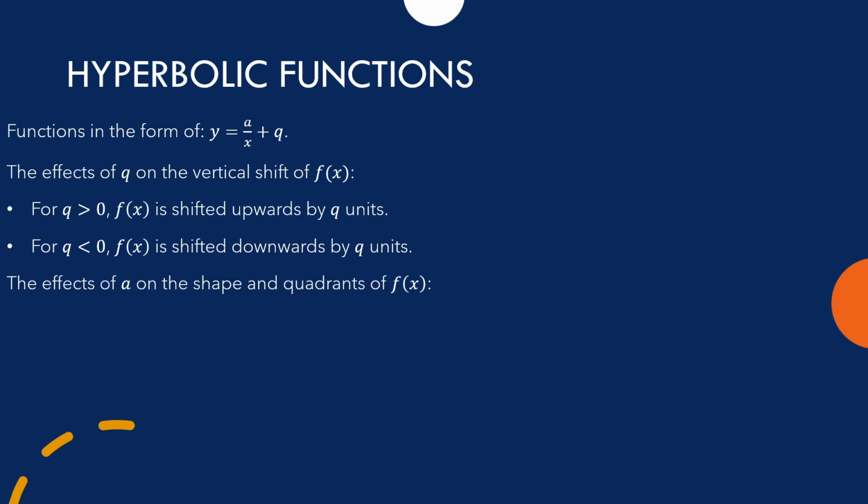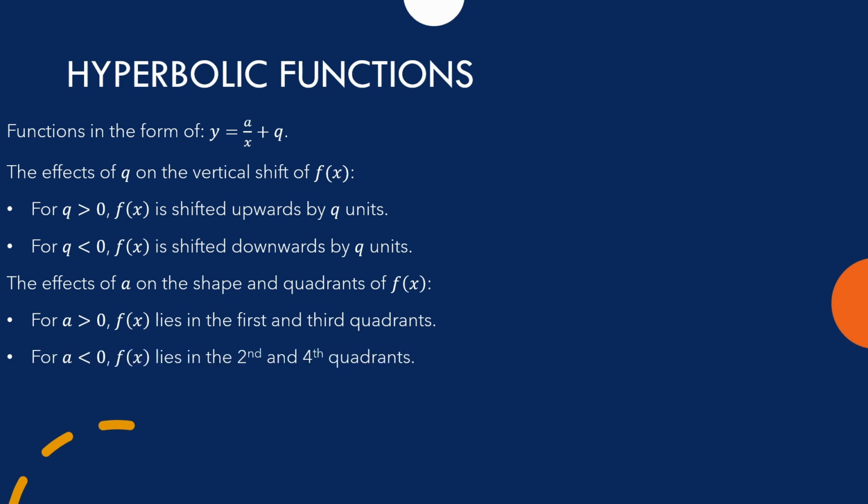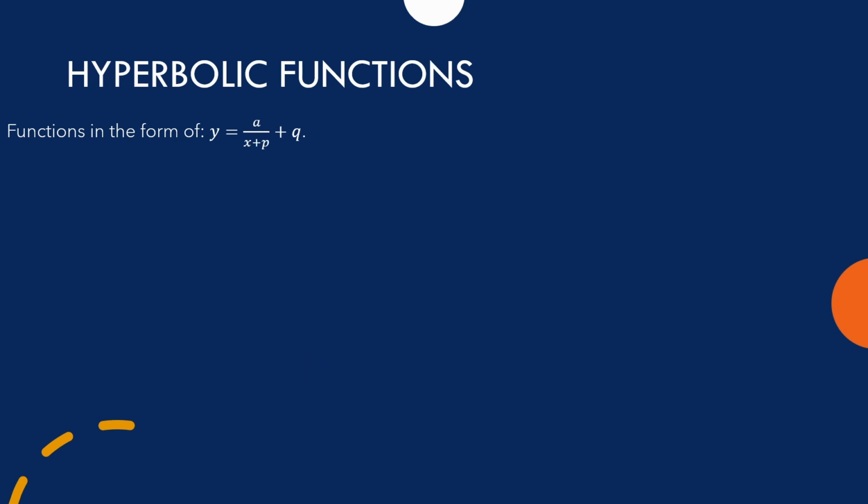Now let's take a look at the effects of a on the shape and quadrants of f of x. That is, a affects two things: the quadrants and the shape of the graph. First, for a greater than 0, f of x lies in the first and third quadrants. And for a less than 0, f of x lies in the second and fourth quadrants. Now, let's take a look at the hyperbolic functions in the form y is equal to a over (x plus p) plus q. A, we've already discussed its characteristics and how it affects the graph, and the same is true for q. Now we have to discuss how p affects the graph.